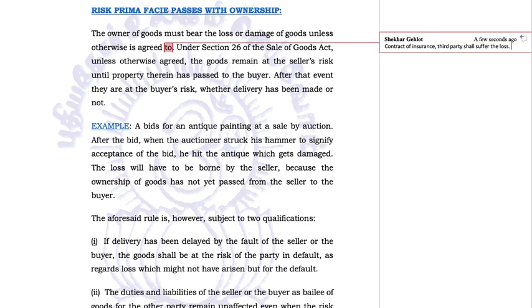Under Section 26 of the Sale of Goods Act, unless otherwise agreed, the goods remain at seller's risk until property therein has passed to the buyer. After that event, they are at buyer's risk whether delivery has been made or not. Okay, we have discussed this. Now you read this example and we'll discuss the example.